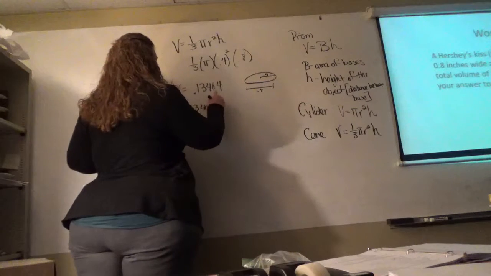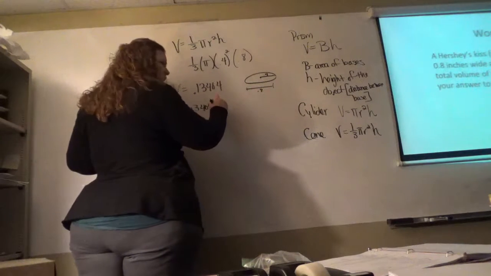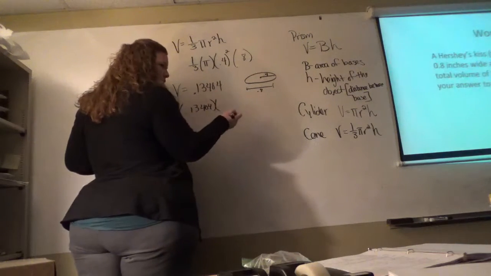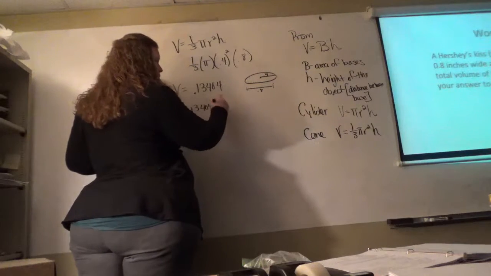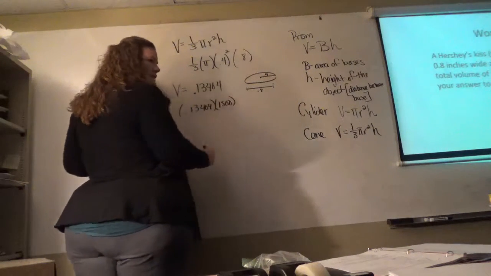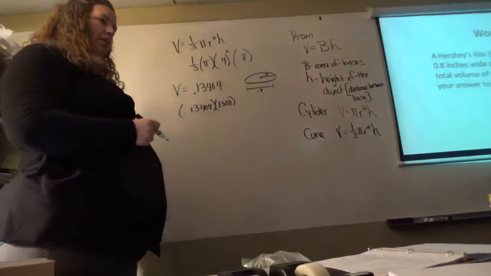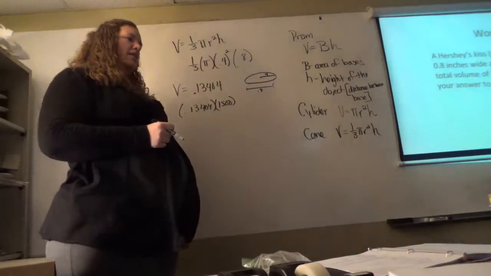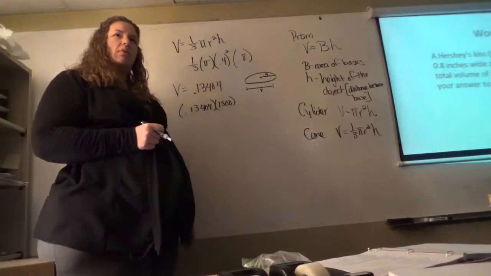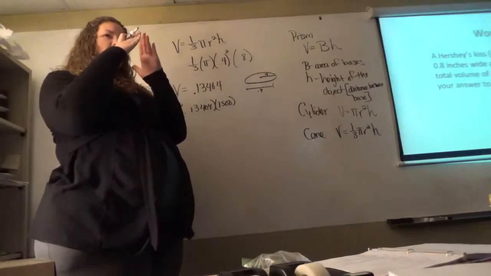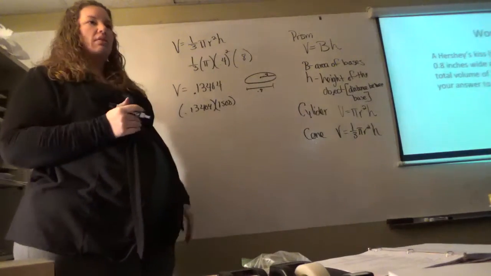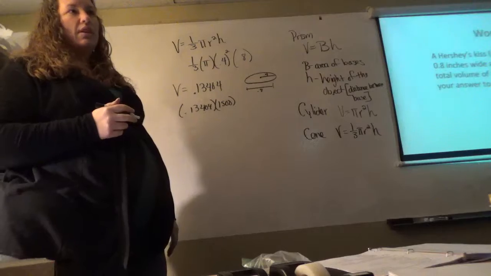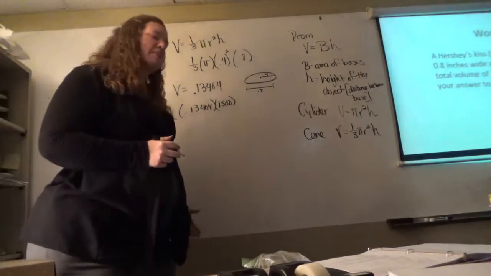Are Hershey Kisses even in the shape of a cone? Kind of, but the bottom is round. The top comes to a point, but then in the middle it curves. It's not straight, there's a curve. Alright, so it's a close approximation.